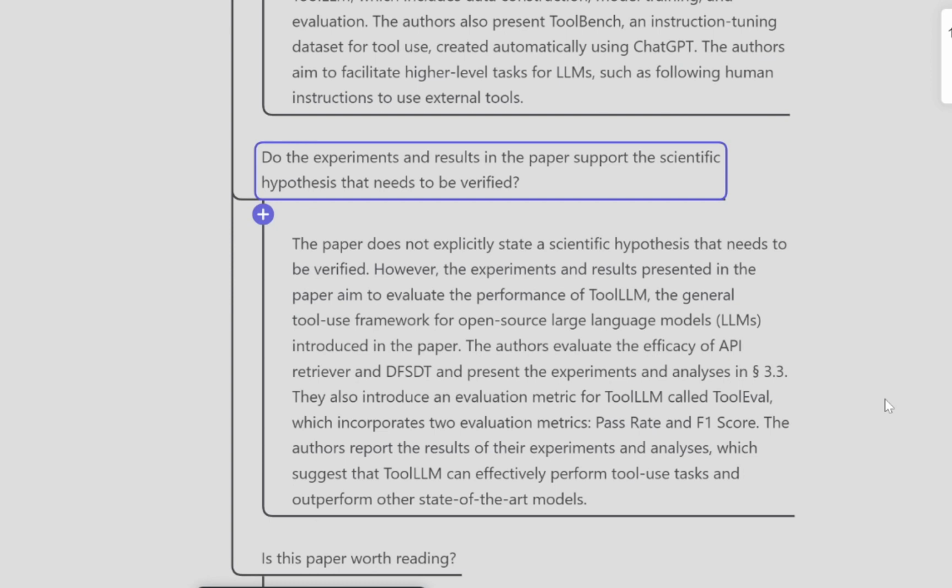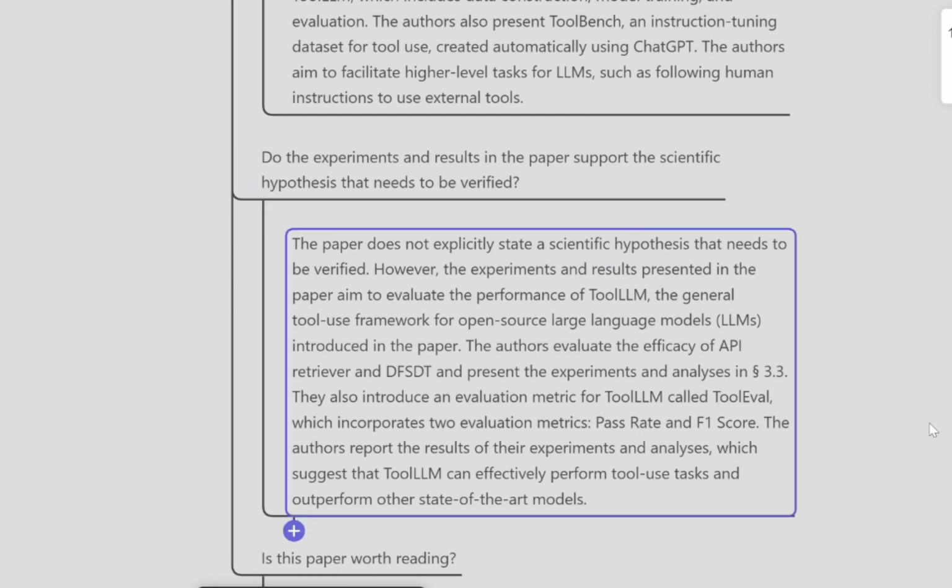Do the experiments and results in the paper support the scientific hypothesis that needs to be verified? The paper does not explicitly state a scientific hypothesis that needs to be verified. However, the experiments and results presented in the paper aim to evaluate the performance of ToolLLM, the general tool use framework for open-source large language models, LLMs, introduced in the paper.